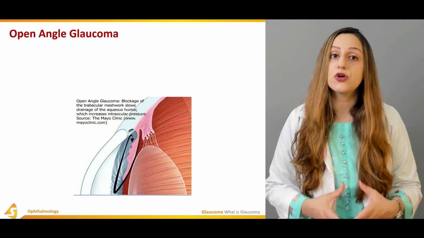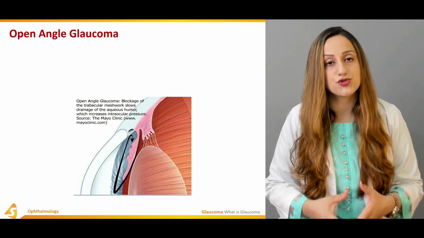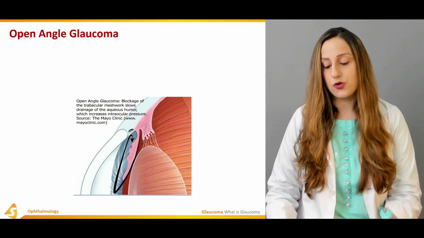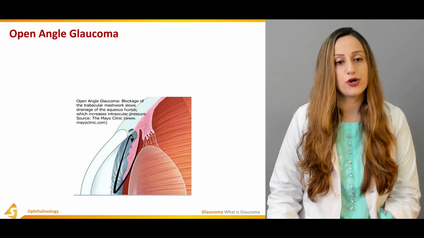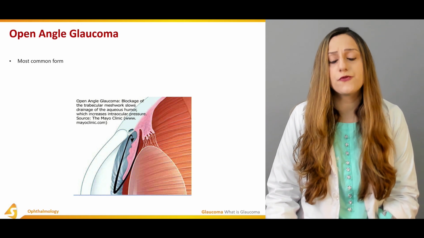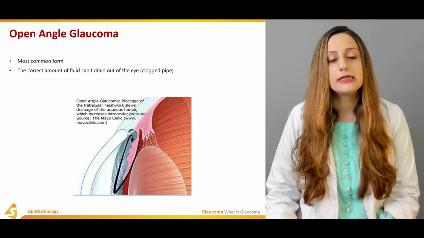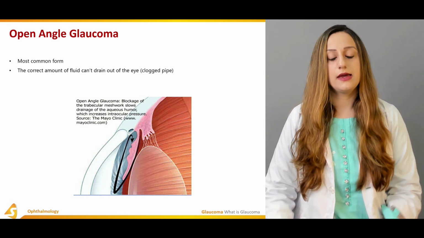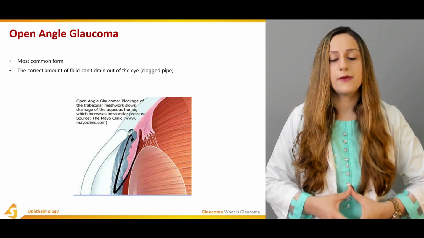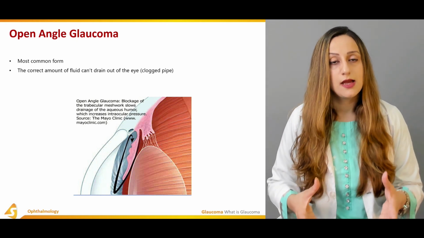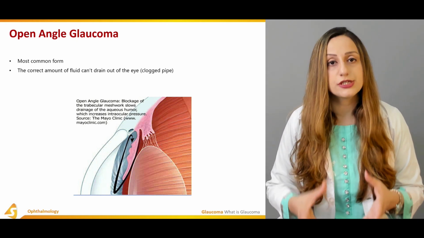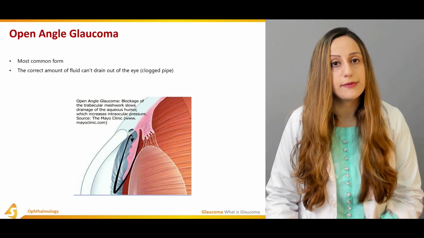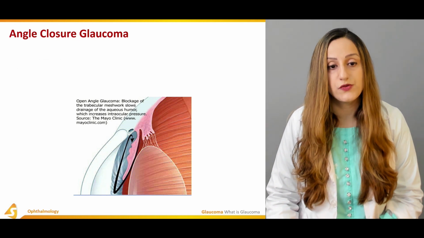Usually the canals of Schlemm are patent in these conditions, but the trabecular meshwork is blocked, and that results in the increase in the intraocular pressure. It is the most common form of glaucoma. The correct amount of fluid cannot drain out of the eye. In layman's terms, you can visualize a clogged pipe. So this is the situation when we talk about open angle glaucoma.